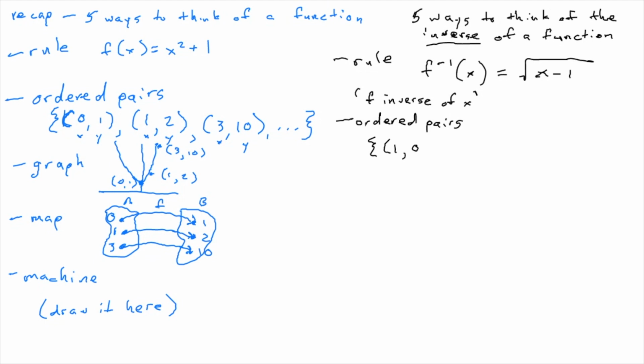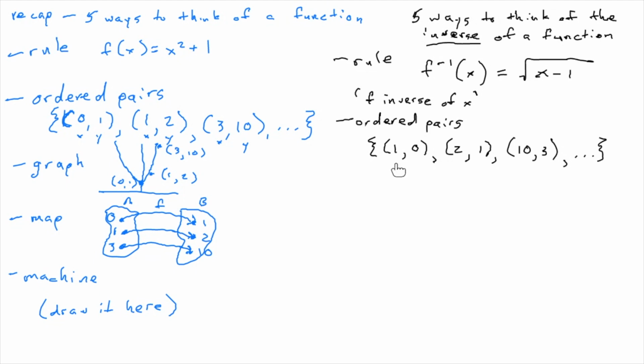I had 0, 1. Now I have 1, 0. I have 1, 2. Well, now I have 2, 1. I used to have 3, 10. Well, now I have 10, 3. And I used to have a whole bunch of things. Well, now I have a whole bunch of things, and every one of them has the x and the y flipped. Does it actually work? I don't know. Let's try it.